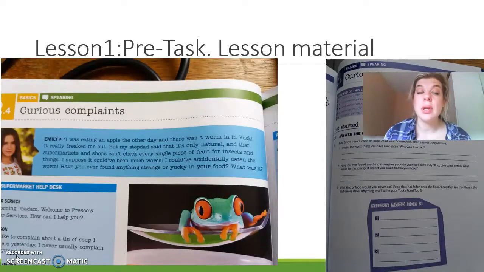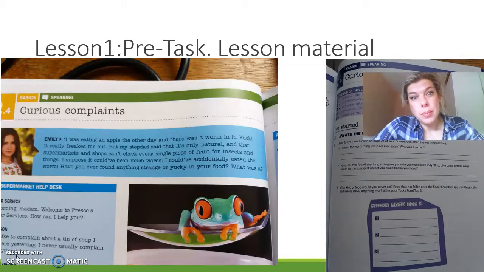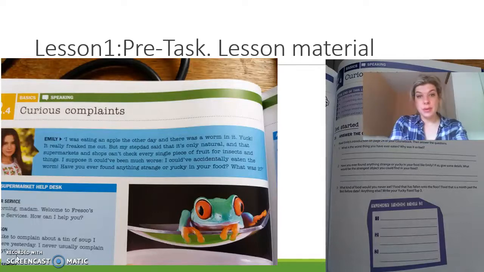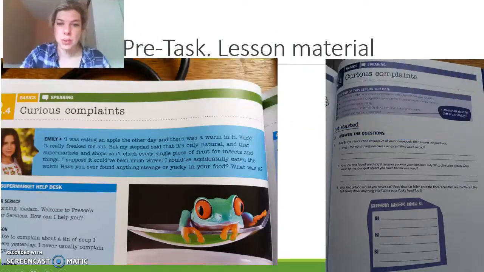So this is the material that I've used as it is. So there's a little text about Emily who was eating an apple and there was a worm in it. And this is what the students have to write advice to. They have to tell us, okay, this is what I think Emily should do, or what we think Emily should do, because I'm going to make them do this in pairs.